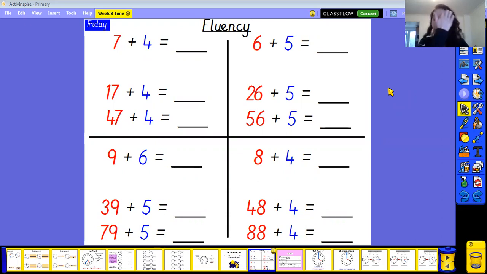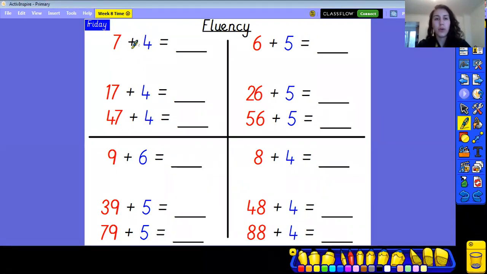So what we've been looking at in fluency over the last couple of days is how we can use our single digit addition strategy of bridging 10 to help us when we start with a 2-digit number and we're adding a single digit number that is pushing us past that next 10. So let's have a look.